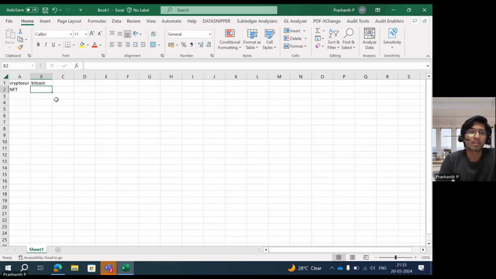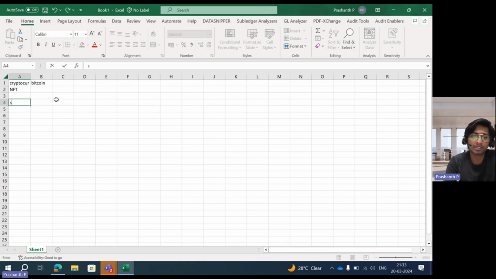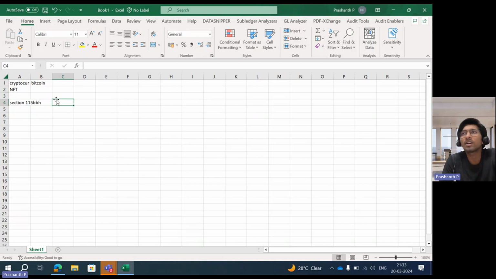So when we talk about income tax, one of the best sections which comes to our mind is section 115 BBH. When we talk about tax treatment regarding Bitcoins, NFTs or any virtual digital asset notified by the government, we discuss it with the help of section 115 BBH, right? So what does 115 BBH say? It says if you earn any income by buying or selling Bitcoin or any virtual digital asset, you have to pay tax at the rate of 30%.